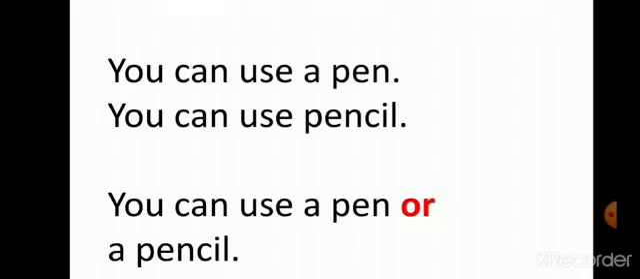Have you understood this lesson? For more practice, your workbook is there. You have to complete the workbook.